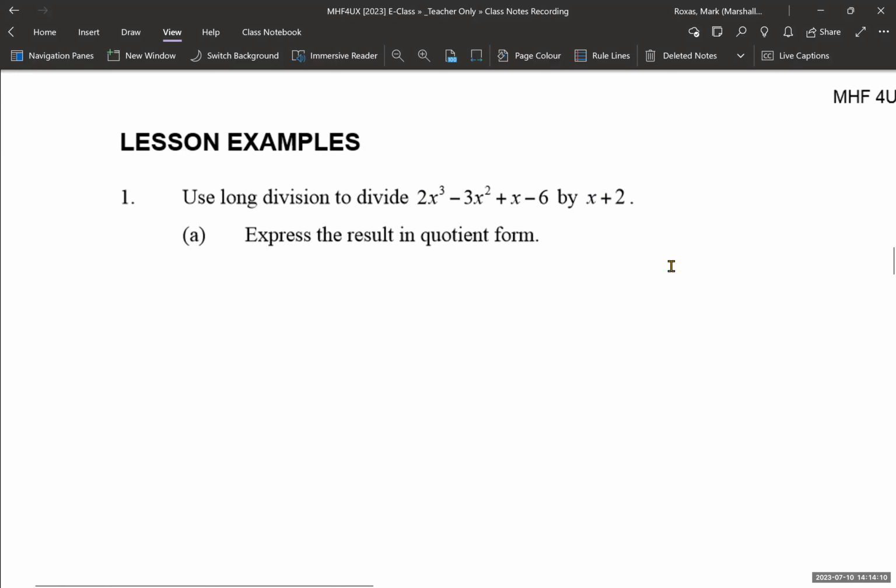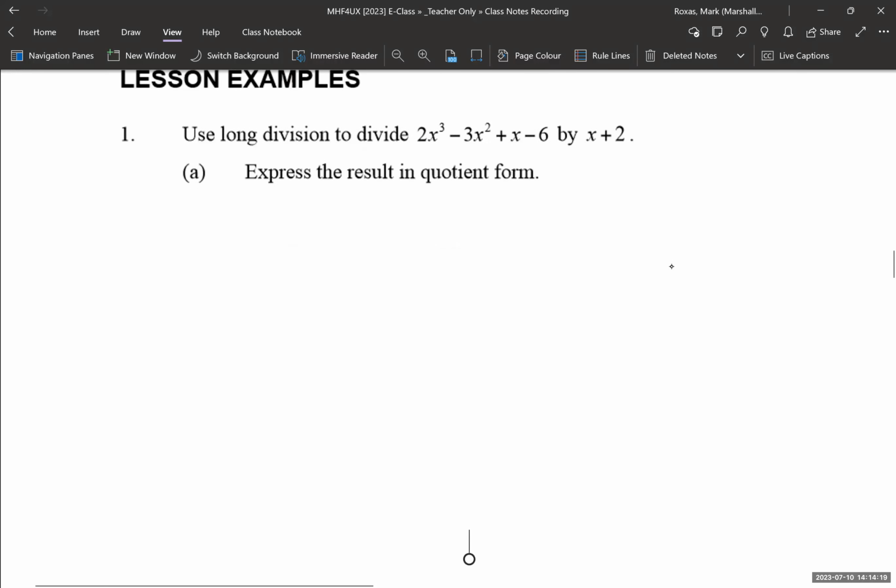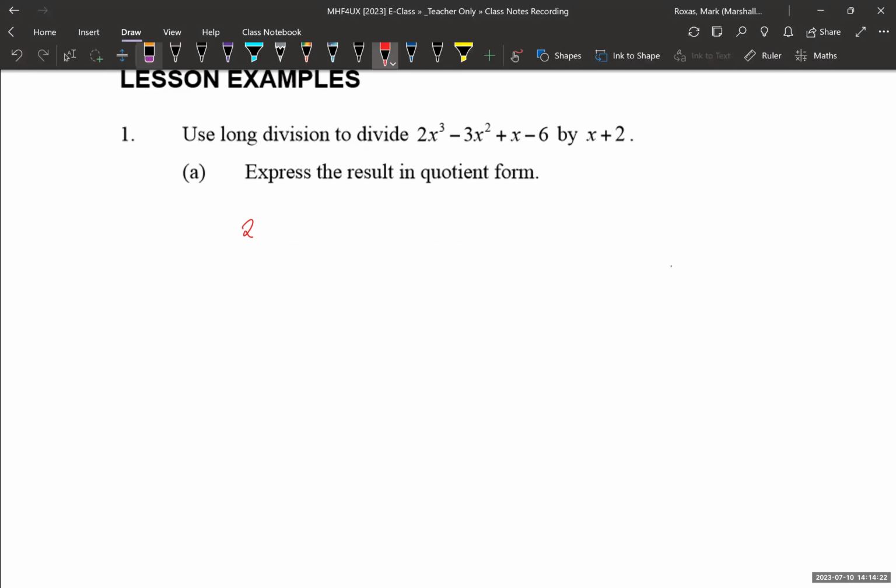So I'm going to write it in a way that looks like the good old long division. I start by writing the polynomial, 2x cubed minus 3x squared plus x minus 6. And I'm going to draw my division organizer here, and then my divisor is going to go here on the left, x plus 2, like so.